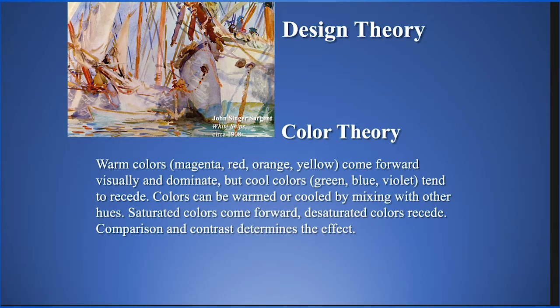We use color theory often to organize our space. So here's a painting by John Singer Sargent called White Ships. Warm colors, magenta, red, orange, and yellow, will come forward visually and dominate the space, but cool colors like green, blue, and violet will tend to recede. Colors can be warmed or cooled by mixing with other hues. Saturated colors will come forward, so even a cool color will come forward if it's a very saturated color, and desaturated colors recede. The comparison and contrast determines the effect.